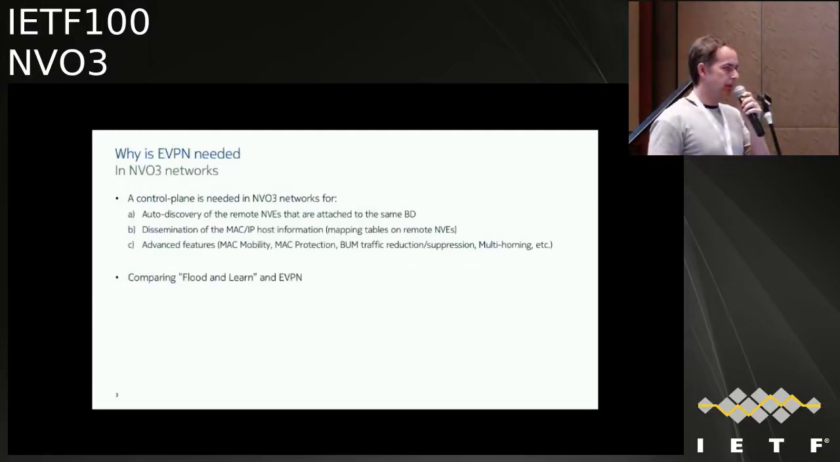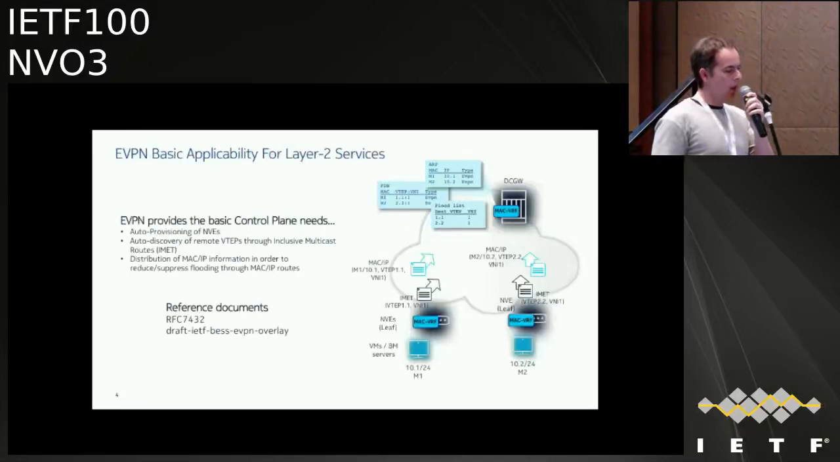The draft also compares, well, actually tells that you could achieve some of these things using the flood and learn approach, and describes the solution with flood and learn, and then basically concludes that that solution has some shortcomings that you can actually fix with EVPN. And then you have a bunch of sections explaining, again from a high-level point of view, how to apply EVPN for layer 2 services, for layer 3 services, and also for some advanced features.